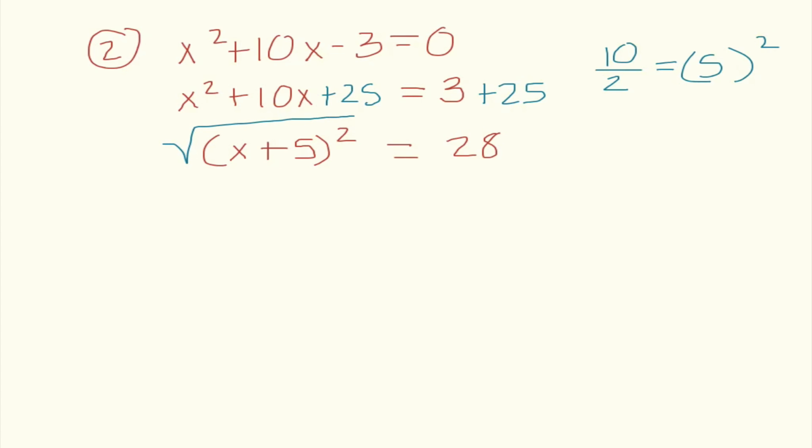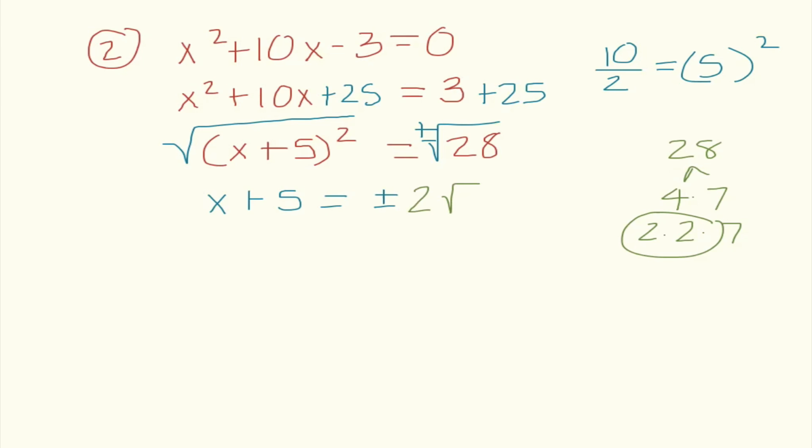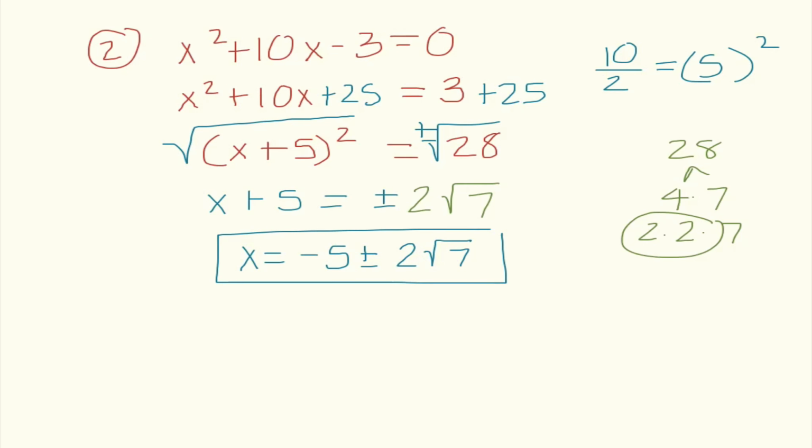I need to square root both sides, so I have square root plus or minus, and I get x plus 5 equals plus or minus. When I look at 28, if I did a factor tree, I would get 4 times 7, or 2 times 2 times 7, and I know I can take that pair out, and I'm left with a 7 on the inside. Finally, to get x all by itself, I would subtract 5, so I get x equals -5 plus or minus 2 radical 7. Okay, I know I'm going through these steps kind of quickly. If you need to rewind it and watch it again, I would encourage you to do so.